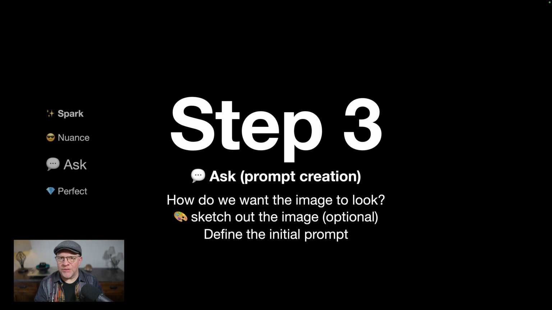Now let's talk about step 3 in our SNAP process. That's A for ask. This is where we're going to create our very first prompt and put that into the generative AI image building system. So to do that, I'm proposing that you sketch this out a little bit first. That's actually a key part of this: the sketch.